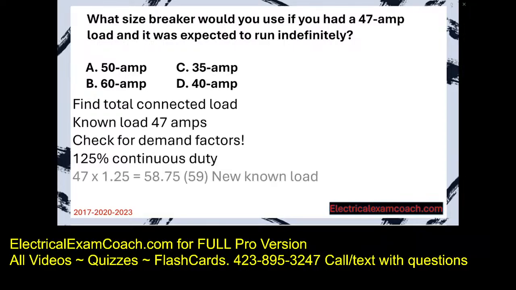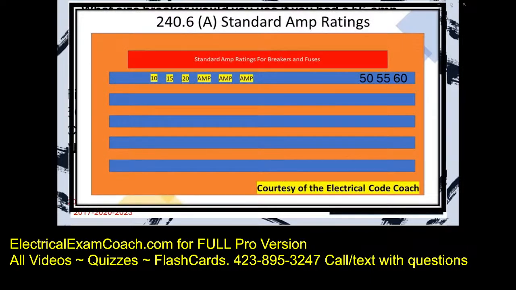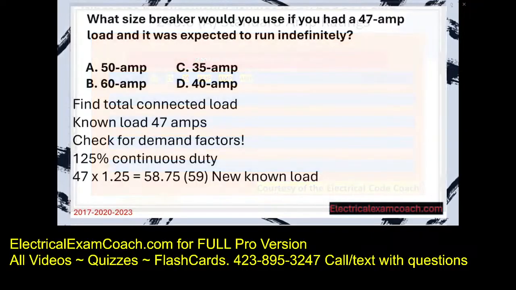We take our starting known load, multiplied by 1.25, and that equals 58.75. And in this case, we would round up. So 59 is our new known load. Now let's head to table 240.6a. And in this case, we're going to select the next size up, which happens to be a 60.